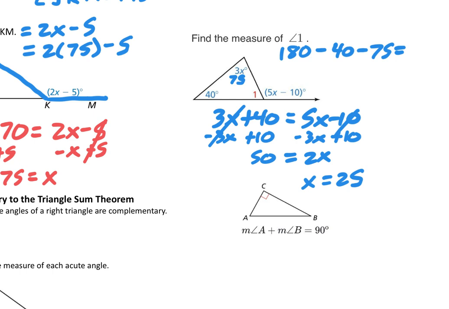65. Okay. Angle 1 is 65 degrees. Another way that I could have done it is I could take this and plug it in here, right? I could do 25 times 5, which is 125, minus 10 is 115, okay? And then I could subtract that from 180, because these two together should make 180.